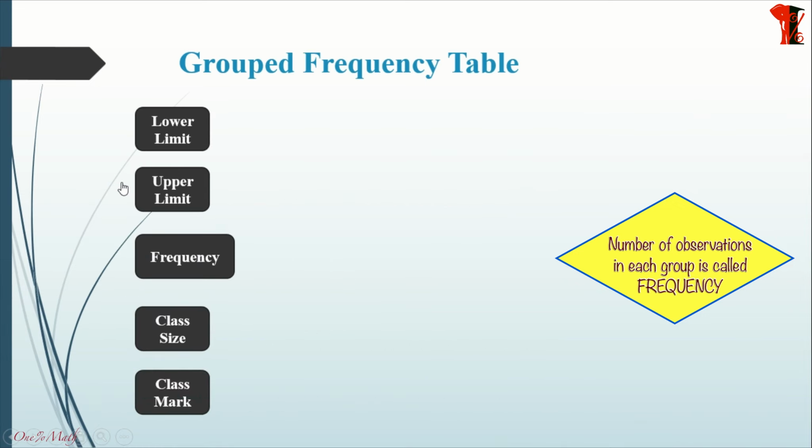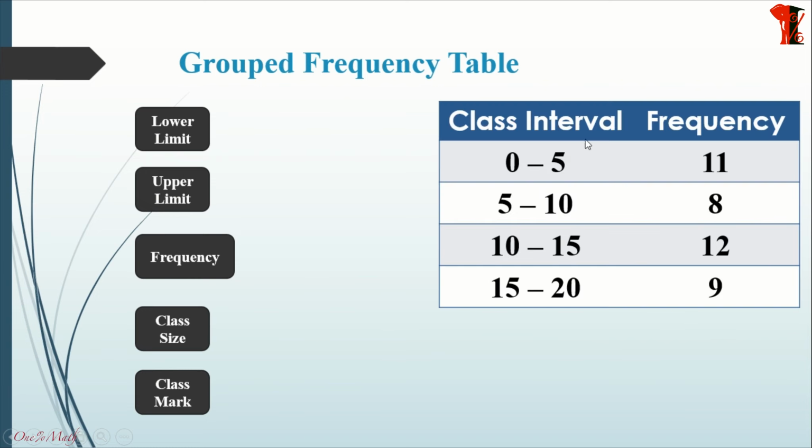Okay, you can see here, this is the table which we got from the previous slide. In the previous slide for 0 to 5 we wrote numbers, right? Here we have represented that as frequency. That means in the group 0 to 5 there are 11 numbers, and in 5 to 10, the second group, there are 8 numbers. In 10 to 15 there are 12 numbers. In 15 to 20 there are 9 numbers.